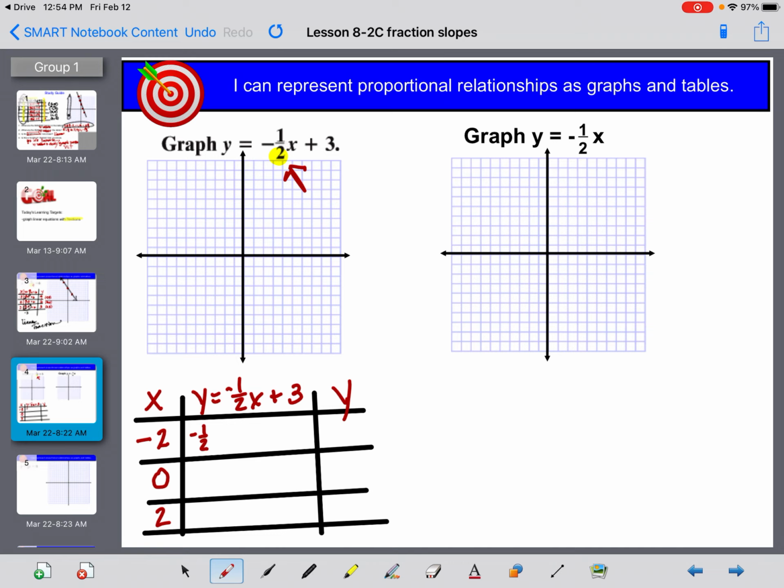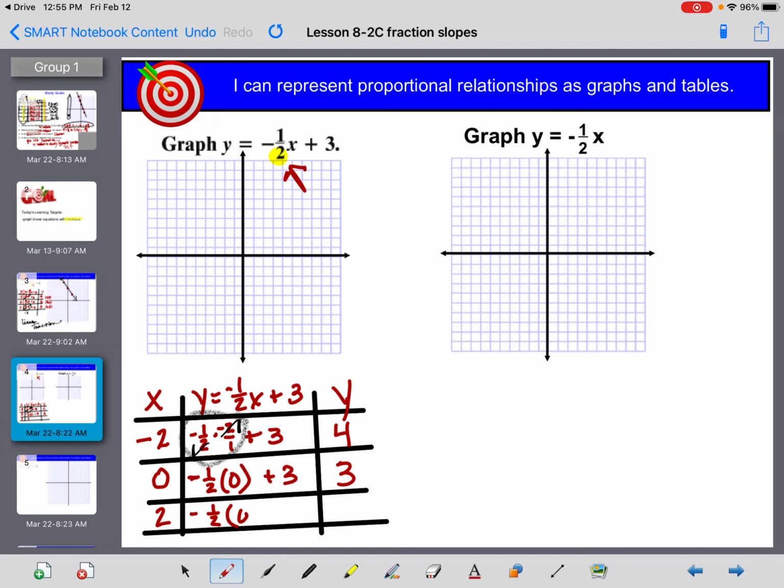Negative 1 over 2 times negative 2 over 1 plus 3. So let's solve this part first. This crosses off, and I'm left with a positive 1. 1 times 1 on the numerator, 1 times 1 in the denominator. Negative times a negative is a positive. So I have a positive 1 plus 3 gives me 4. Then we write it again. Negative 1/2 times 0 plus 3. Negative 1/2 times 0 is 0. 0 plus 3 is 3.